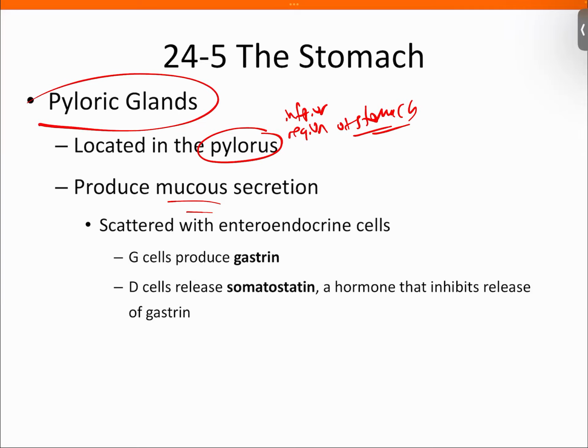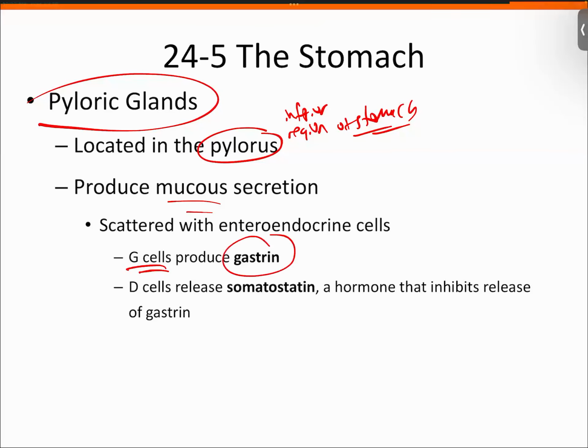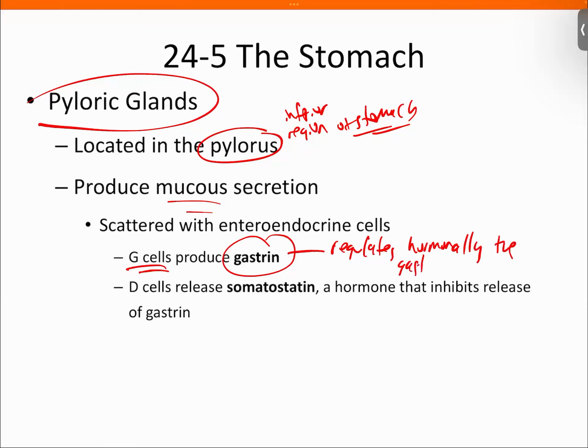in your gastric area a couple of other cells, G cells, whose job it is to produce gastrin, which hormonally regulates the gastric phases. And there's a few of them. And you also have what are called D cells, which release somatostatin. And this is an inhibitor of gastrin.